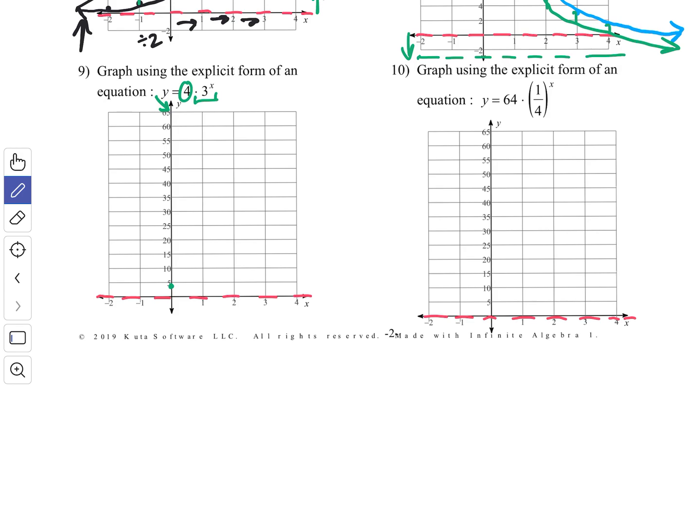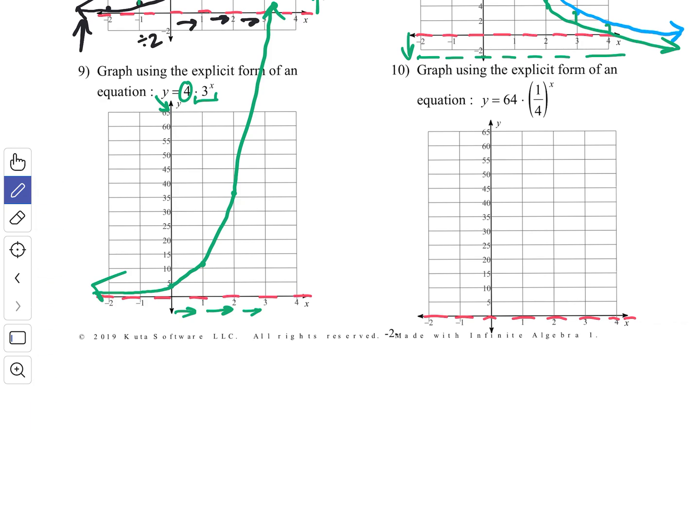So 4 times 3 would be 12. 12 times 3 would be 36. So I'm still only moving to the right 1 each time. 36 times 3 would be like 100 and something, so that would be like clear up there, probably even further than that. And so I'm going to start low, jump up there, and then just really kick it up high.